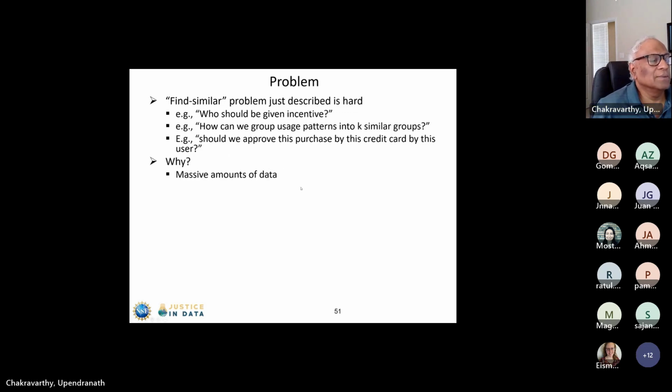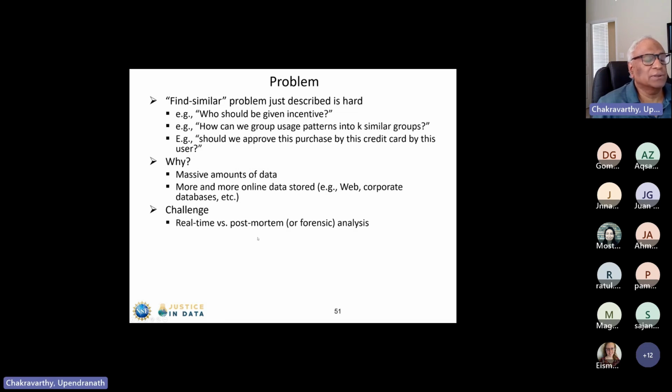Why? Massive amounts of data, more and more online data. The challenge is real time versus what we call post-mortem or forensic analysis. Some things can be done as a forensic analysis just to understand things, but some things have to be done in real time. Otherwise, the value is not there.